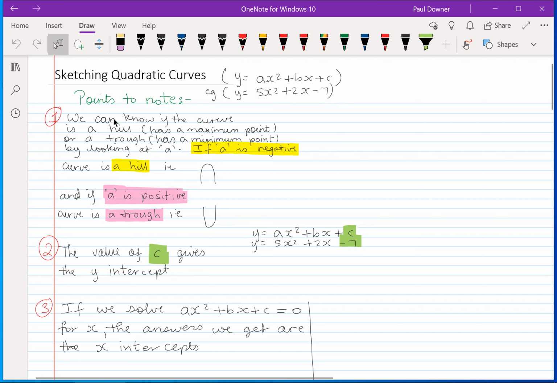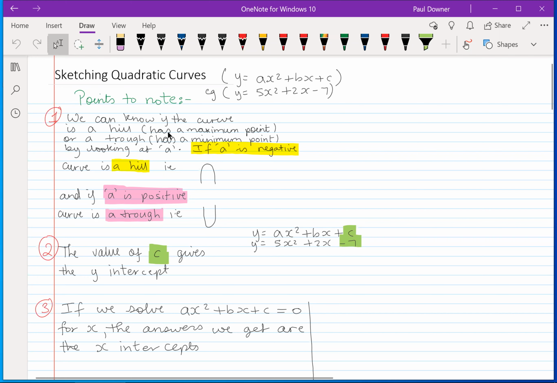So there are some important points that you need to note anytime you're dealing with quadratics and quadratic curves, and then completing the square. So let's look at a few of them. The first point I want to remind you of is this. We could always know if the curve that we have to draw for this quadratic is a hill or a crest.